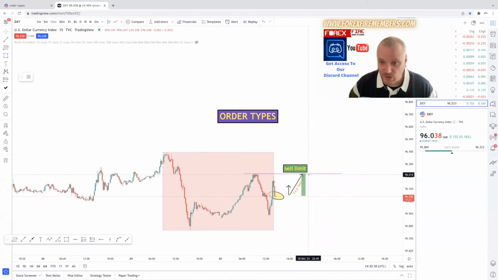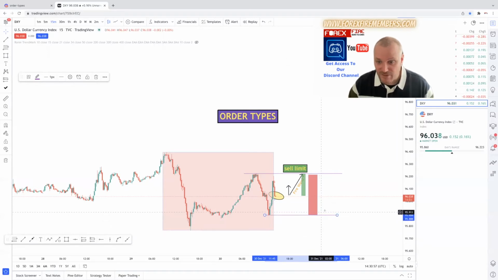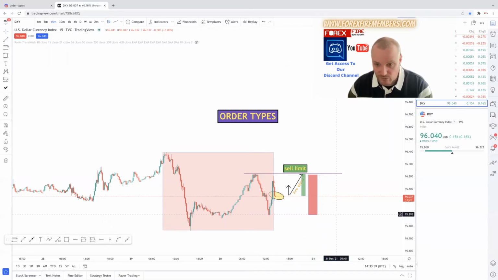Okay, so once your next candle comes into play, you are expecting the selling area to come down, and possibly target the areas of maybe the previous sort of low area as a target. Okay, so that is your sell limit. We'll go over that one more time.